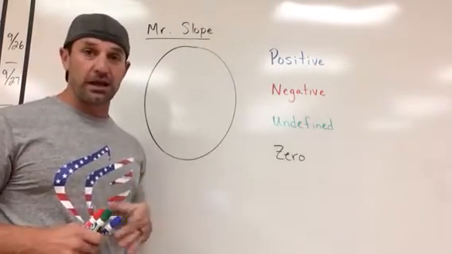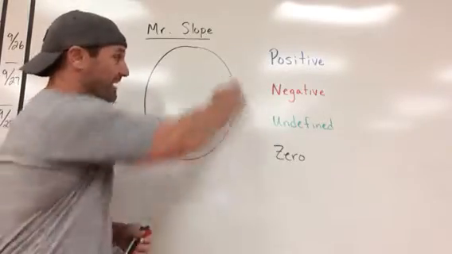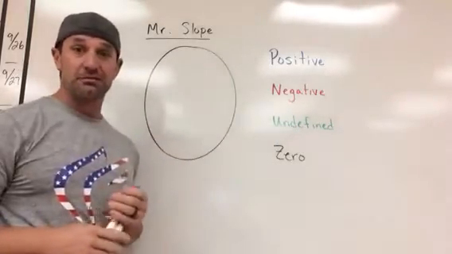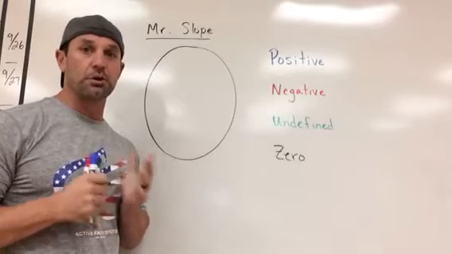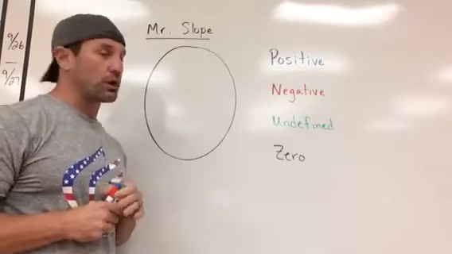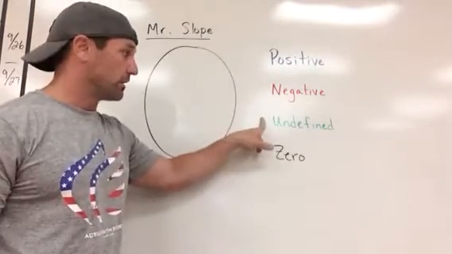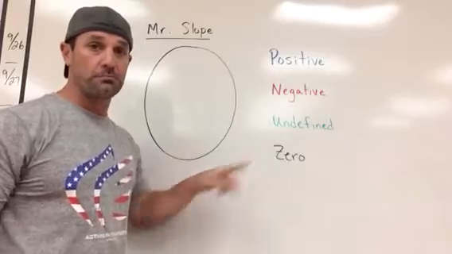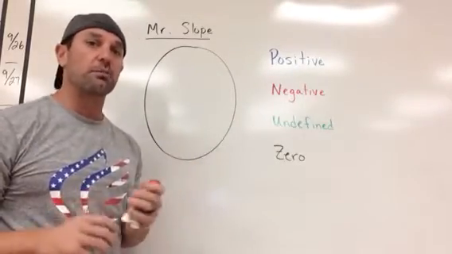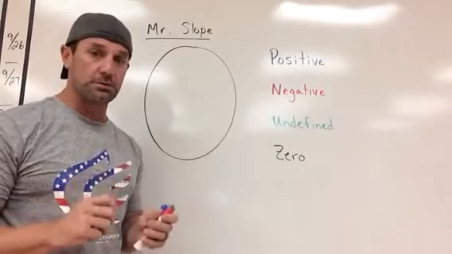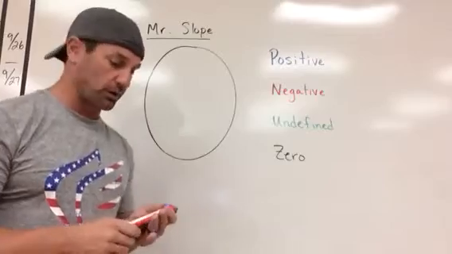So what we're going to do today is talk about Mr. Slope. Mr. Slope right now is just an empty face, okay? But what I'm going to do is show you a way that we can take the four slopes, the positive, the negative, the undefined, and the zero slope, and put them into a facial expression so that you'll be able to remember the different types of slopes and what they look like when they're graphed. Okay, so let's get started.